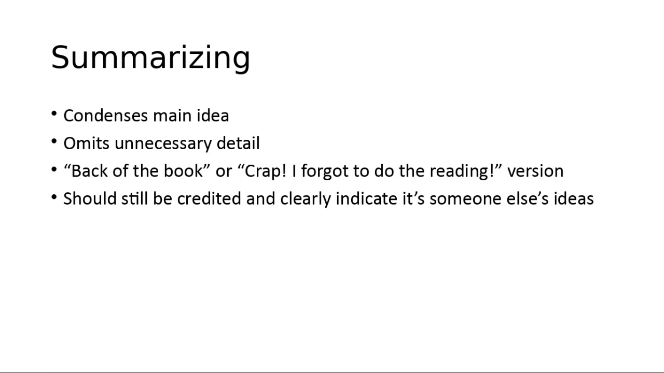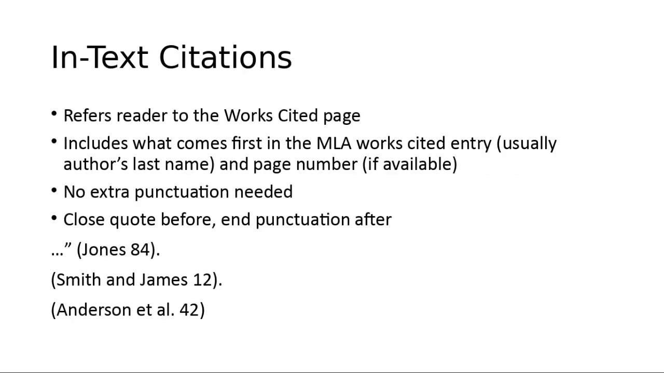And then, of course, there's summarizing. With summarizing, you're condensing the main idea, you're omitting unnecessary detail. I often tell students to think about what would go in a summary in terms of what they would need their friend to tell them if they had forgotten to do the reading for class and we were about to have a quiz or a discussion. Now, when you're summarizing, you still need to credit it, you still need to cite it, and you need to indicate it's someone else's idea. When students write summaries for me, they don't do that. They just assume because the assignment was to summarize something that I know it came from somewhere else. You still have to put that information in there, and you have to frame it in a way that shows the information came elsewhere.